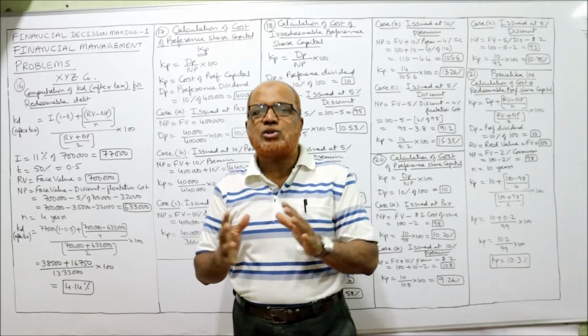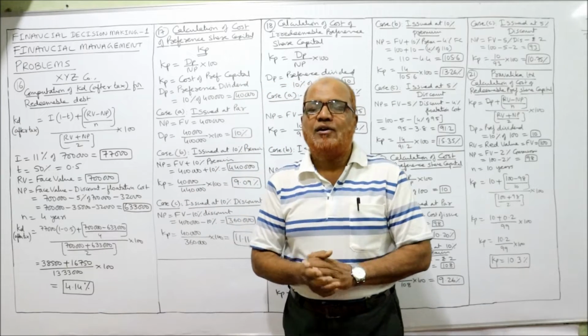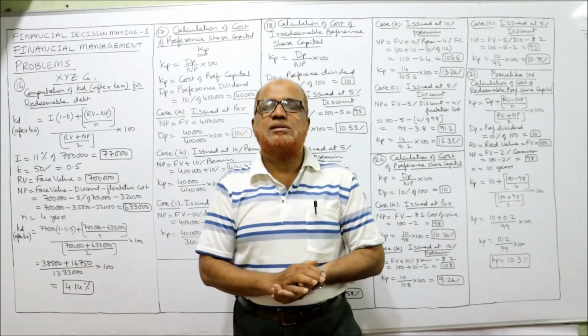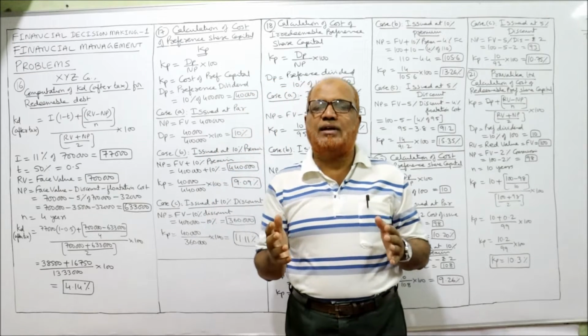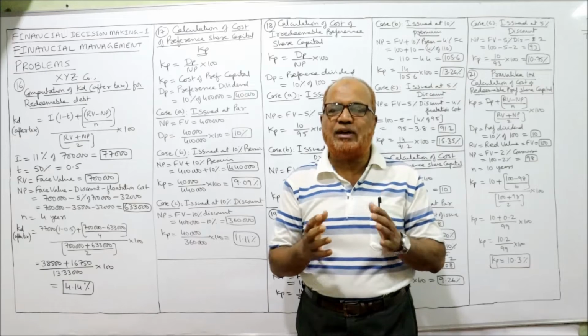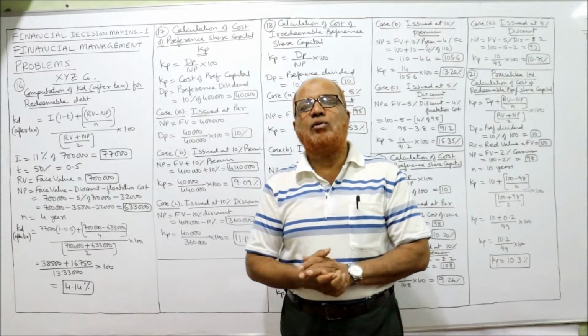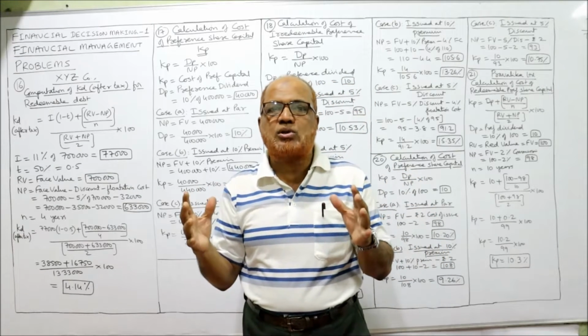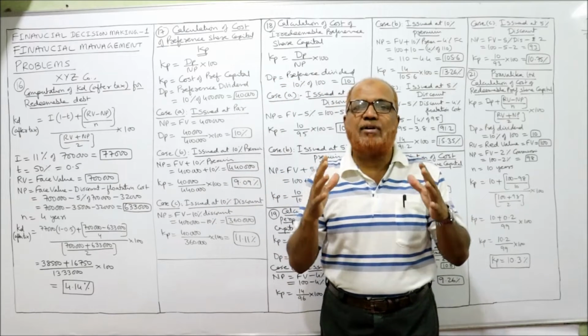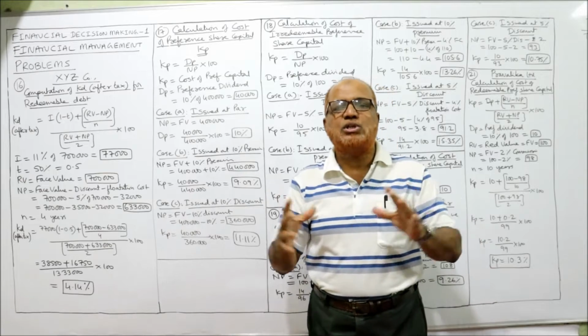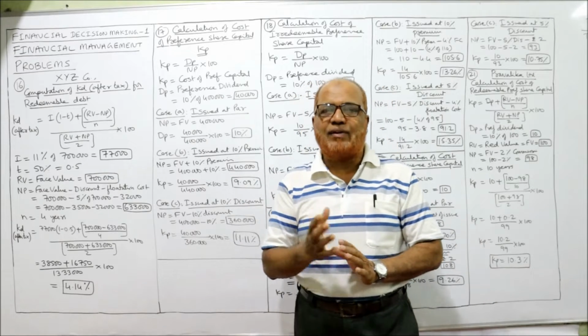In computing the cost of capital, we have two stages. In the first stage, we have to compute the specific cost of each source of fund, that is cost of debt, cost of preference, cost of equity. Then next we have to compute the overall cost of capital, or combined cost of capital, or weighted average cost of capital. This is the procedure of completing the problems on financial management.